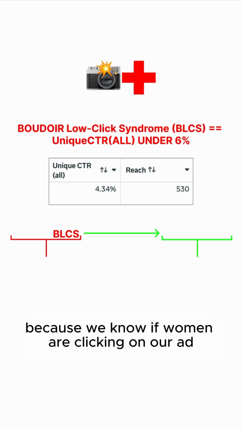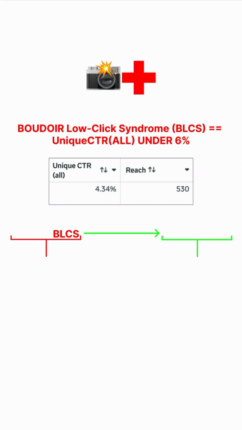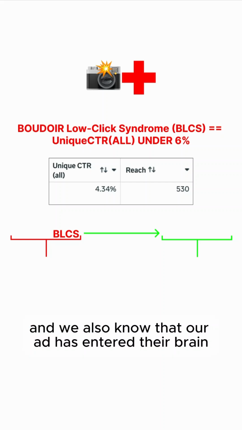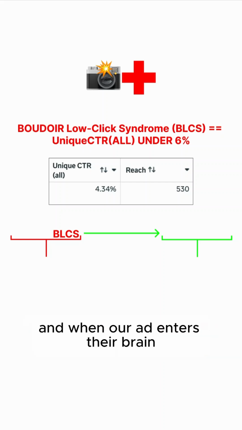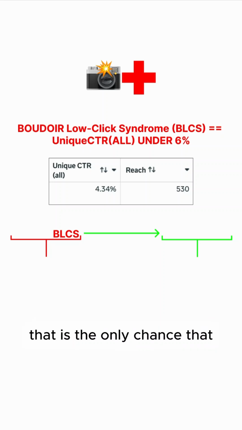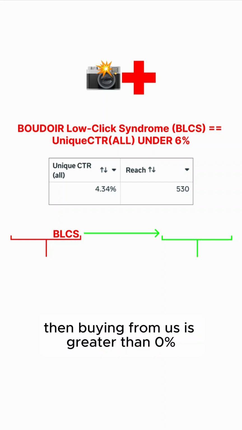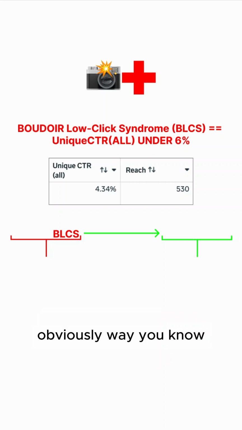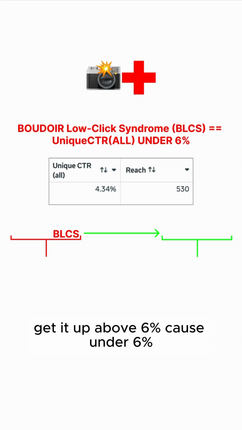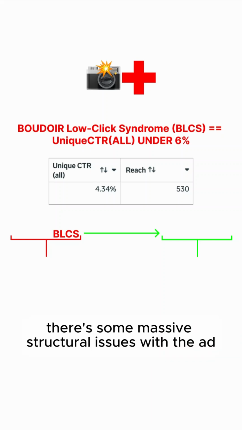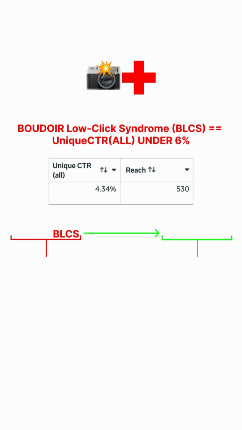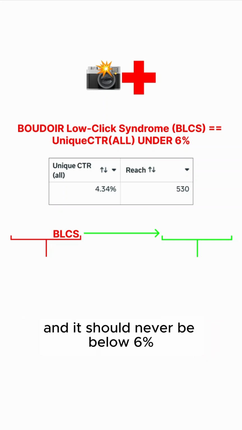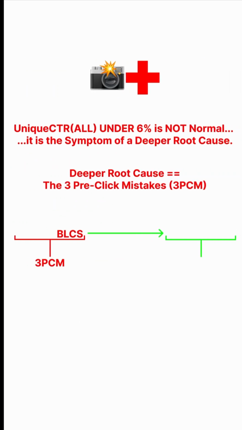We care about this because we know if women are clicking on our ad, then they're not scrolling by. And we also know that our ad has entered their brain. When our ad enters their brain, that is the only chance that them buying from us is greater than 0%. So we need to get this number up as high as possible, obviously above 6%, because under 6% there are some massive structural issues with the ad. It should never be below 6%. 6% is like the bare minimum.